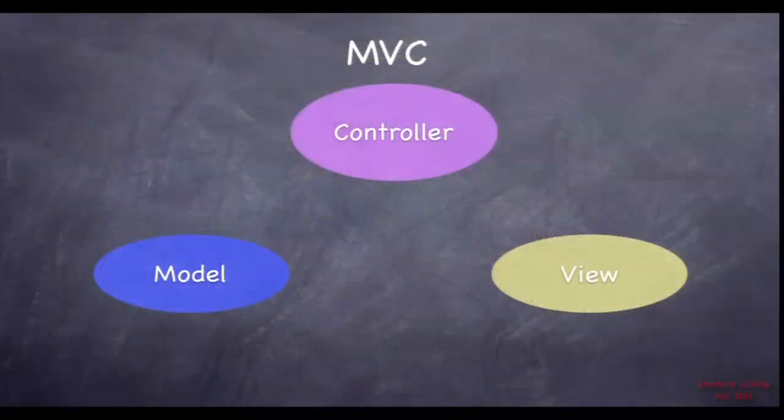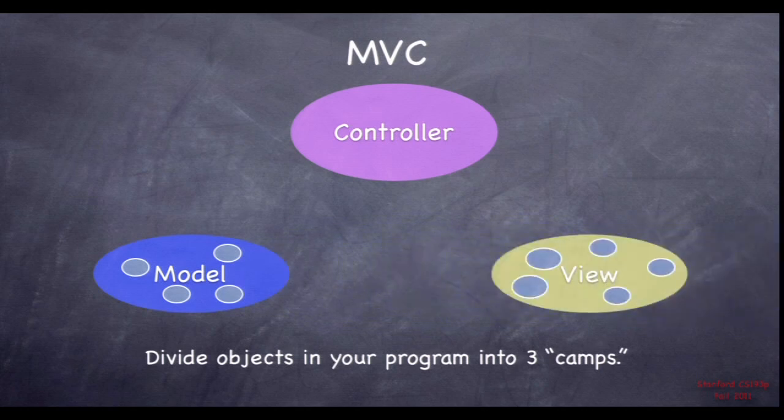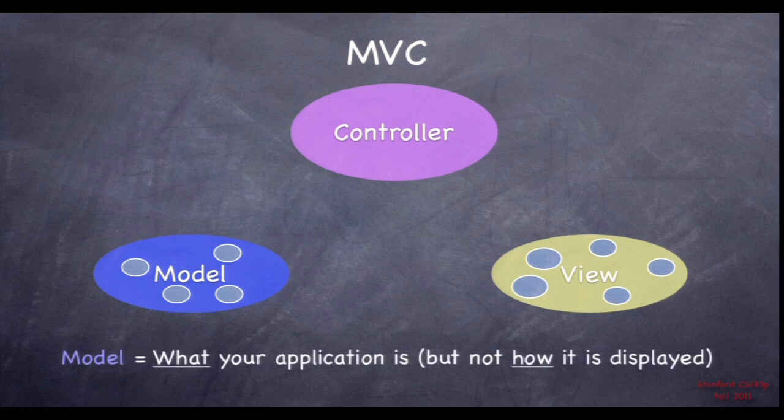So let's talk about Model View Controller. What is Model View Controller? The main idea of Model View Controller is we're going to take all the objects in our program and put them into one of three camps. We're going to put them in the model camp, the controller camp, or the view camp. Model View Controller, that's why we call it that. Model, controller, or view.